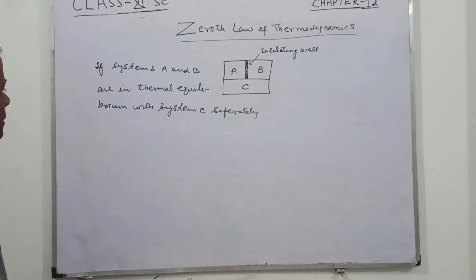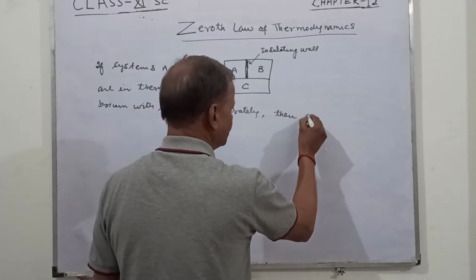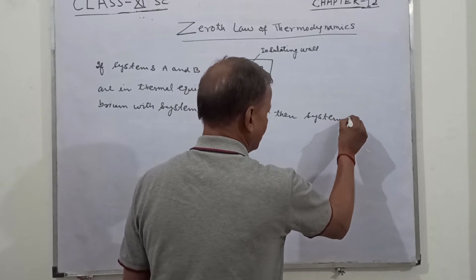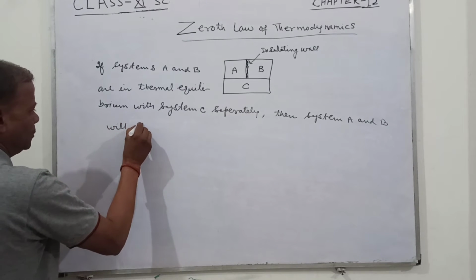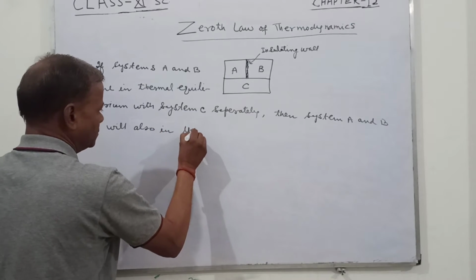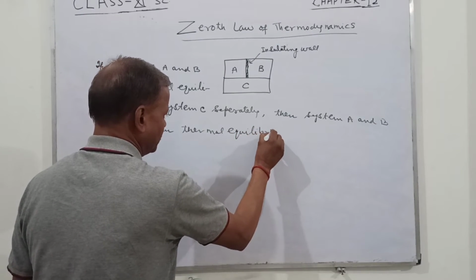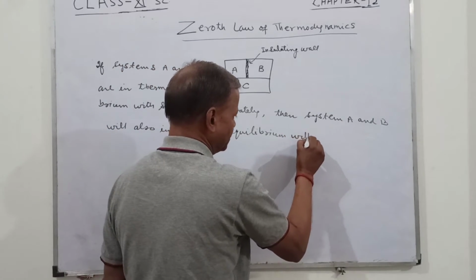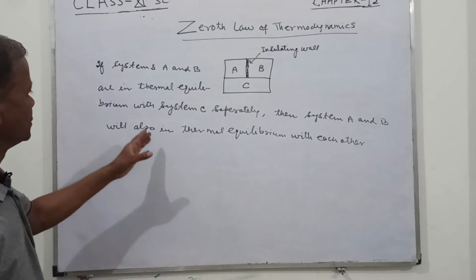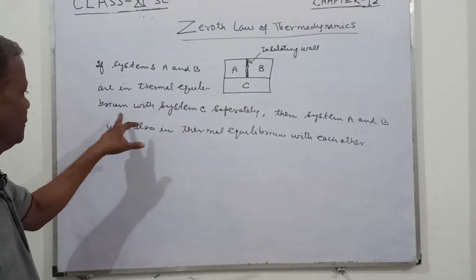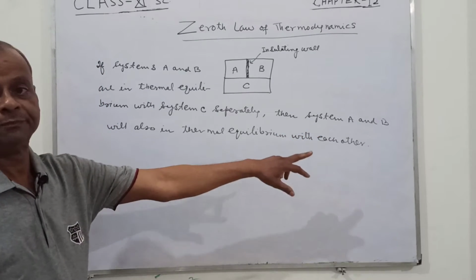If systems A and B are in thermal equilibrium with system C separately, then systems A and B will also be in thermal equilibrium with each other.